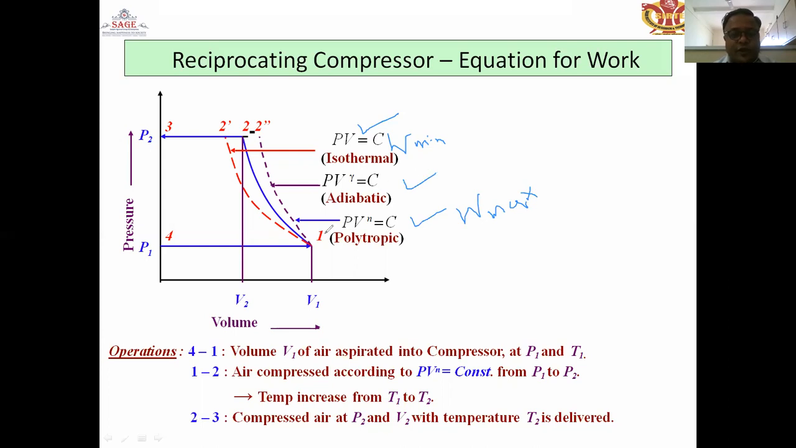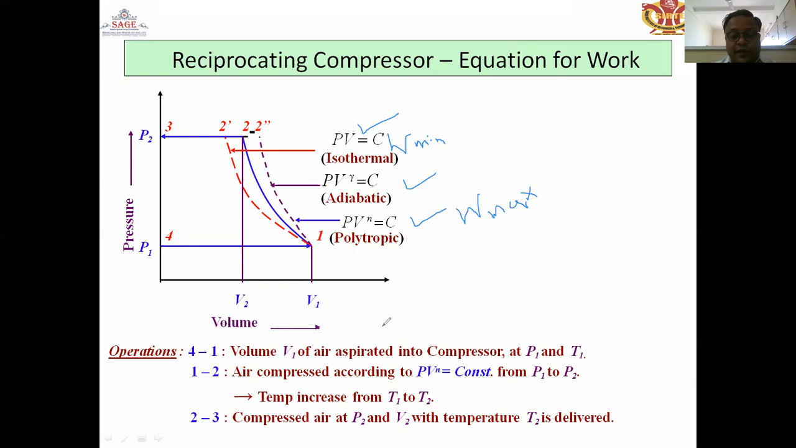The process goes 4 to 1. This is the suction of the air only. 1 to 2 is the compression process. 2 to 3 is the delivery process. 3 to 4 is the re-expansion process, but since the clearance volume is 0, there will be no chance of the re-expansion process. So 4 to 1 is the operation given.